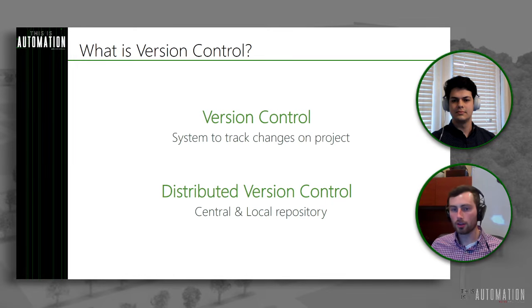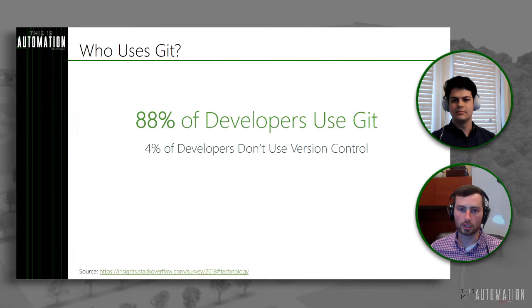There's another type of version control called distributed version control, which is actually the type that Git is. And we'll talk more about this in just a second, but the only difference really is that a distributed version control system has both a central repository and a local repository. So we'll answer the question, what is a repository, and also what do you mean by central and local? But just keep that in mind, that we're talking about a distributed version control system that's going to be used to track the changes in your project.